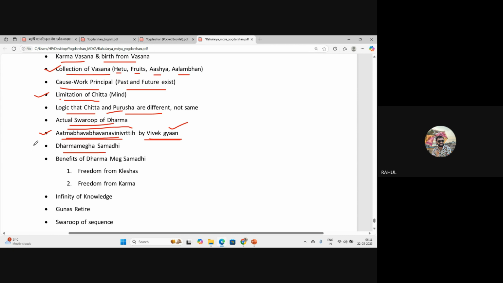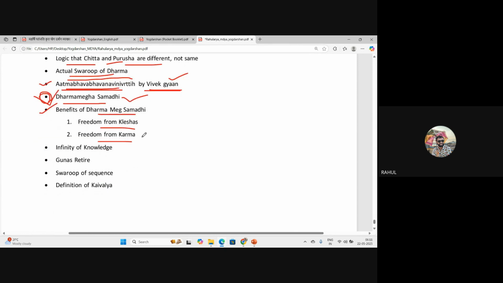After that, dharma megha samadhi. Very, very important in this chapter. Dharma megha samadhi: I noticed 5 to 6 times, each and every time one question comes from dharma megha samadhi. Benefits of dharma megha samadhi: it helps freedom from the klesas, it helps freedom from the karmas. This is the only practice which reduces the effect of karma. Otherwise, karmas are immortal; we have to complete the karma, we cannot reduce its effect. But this practice, dharma megha samadhi, reduces the effect of karma. Otherwise, each and every person, in jati, ayu, bhoga, has to face good and bad karma, punya karma. But dharma megha samadhi reduces the karma effect.